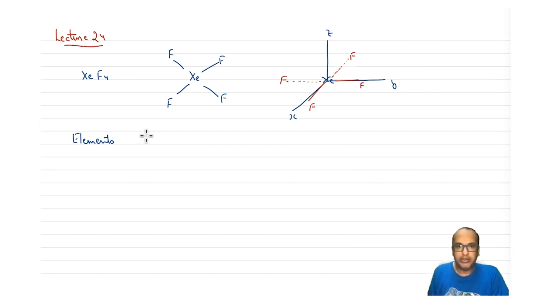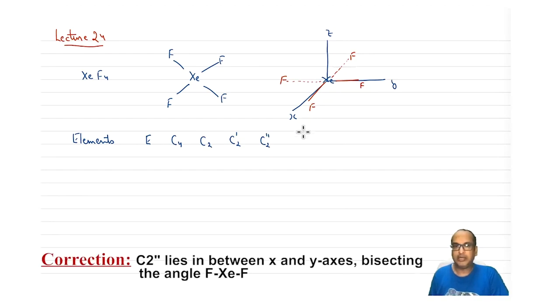Okay, so let's start with E. Then you have the C4 axis, which is lying along Z, right? Collinear C2 axis, which is also along Z. Then you have, let's call it C2 prime, which will be lying along F-Xe-F, which is along the X axis. So this is basically a C2 prime, which is lying along the X axis. Then you have C2 double prime, let's call it, which is lying between the X and Y axes.